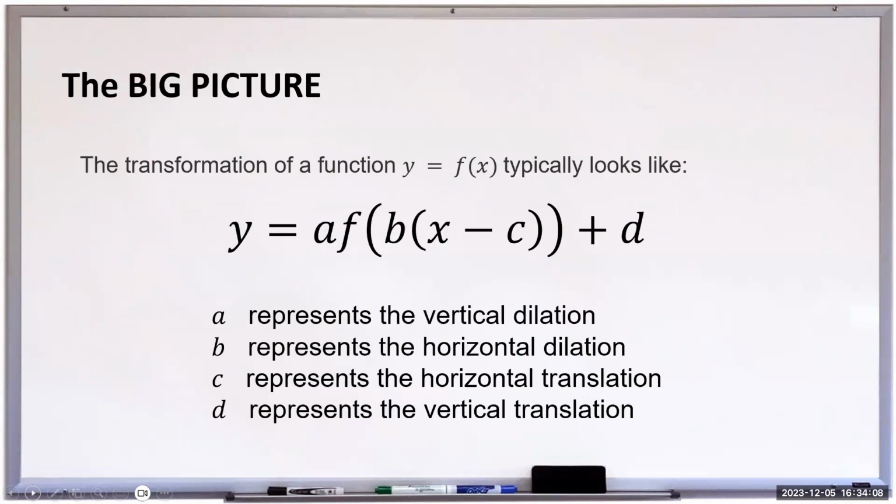So let's start with the big picture. If we combine all those transformations, then we can transform a very basic function in this form that will look like this one. So you have here variables a, b, c, and d. These variables represent different types of transformation. A is for vertical dilation. B is for horizontal dilation. C is for horizontal translation. And D is for vertical translation.